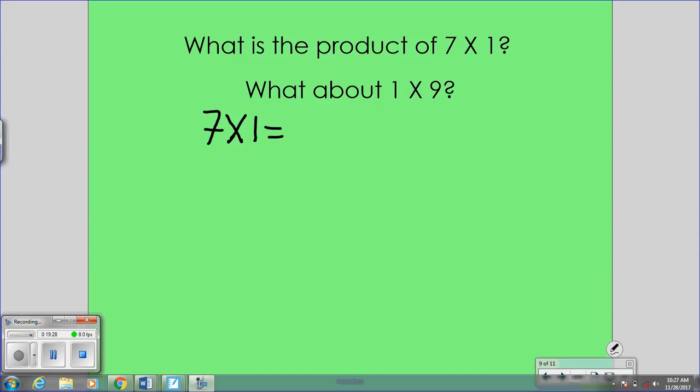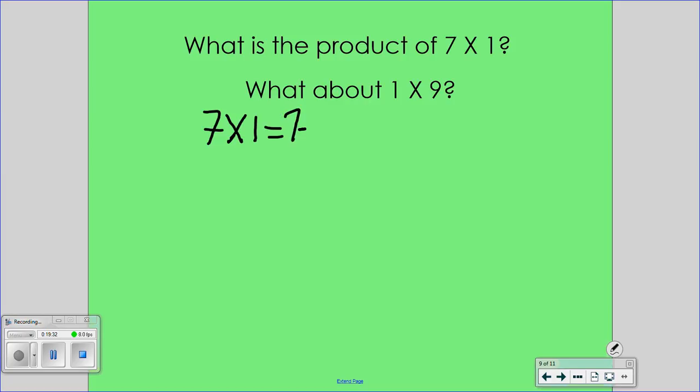The product of 7 times 1 is going to be what, Dylan? 7. Skip counted 1 time, 7. 7 groups of 1. 1, 2, 3, 4, 5, 6, 7. Nice. What about 1 times 9? What's going to be that equation? You need to make sure you have all of these equations written in your notebook. What is one group of 9 going to give me, Mason? Yes, 9. 1 nine times is 9.